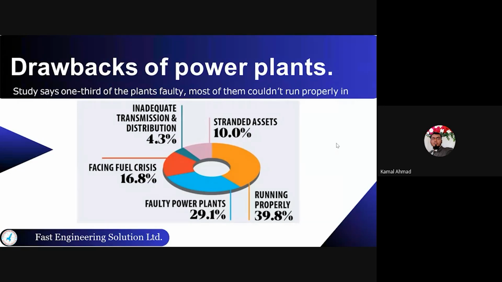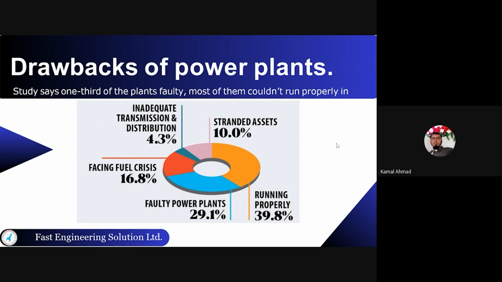so government has focused on large power generation, but large power generation has some drawbacks also, like inadequate transmission and distribution systems, stranded assets, facing fuel crisis from the Ukraine-Russia war, and faulty power plants, which is causing a major part of the area not running properly. So from power generation to power transmission and power distribution, if the whole system is not efficient, then government is losing a huge amount of money, and so they are increasing the fuel price as a result.